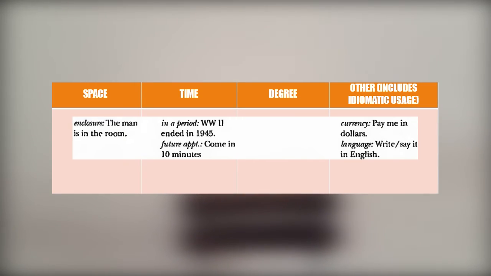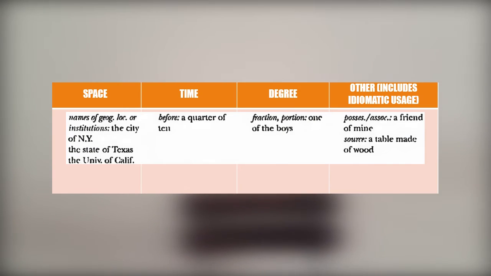Then, the preposition in, enclosure. The man is in the room. World War II ended in 1945, which is the period. Pay me in dollars. Write it in English, which is the currency and language of an object. Of: the city of New York, the state of Texas, the names of location and institution. A quarter of 10, before. One of the boys, the fraction or portion. A friend of mine, possessive. A table made of wood, the source of the object.